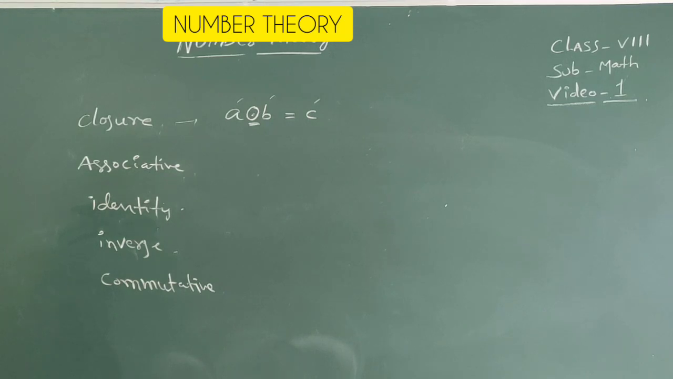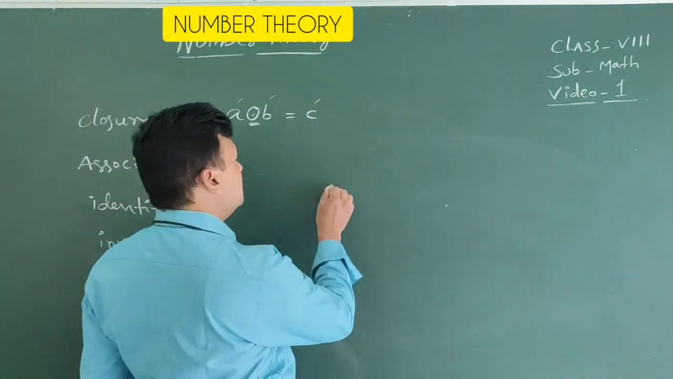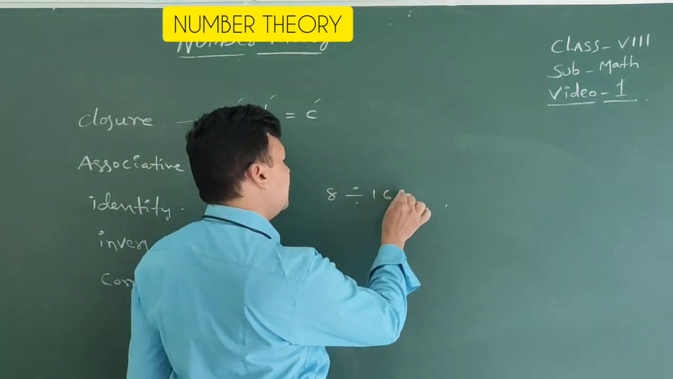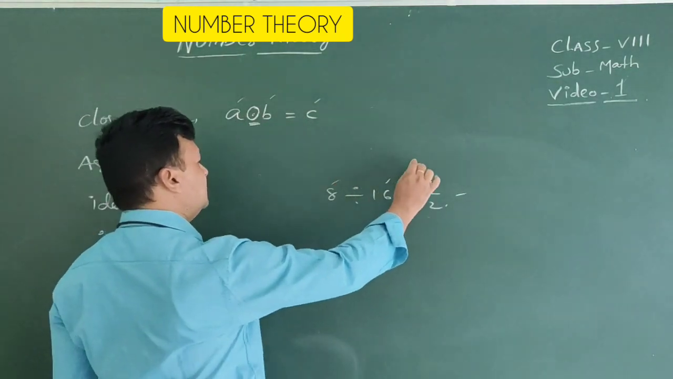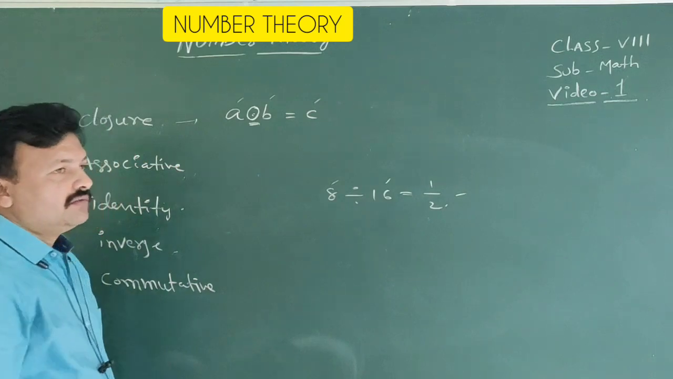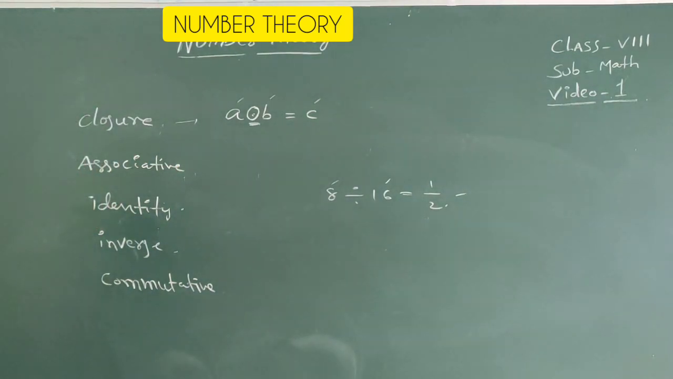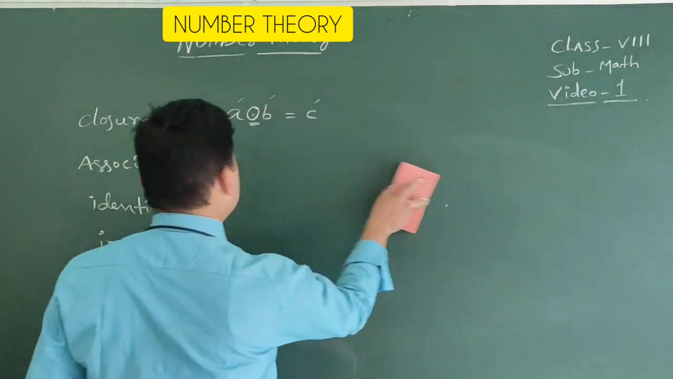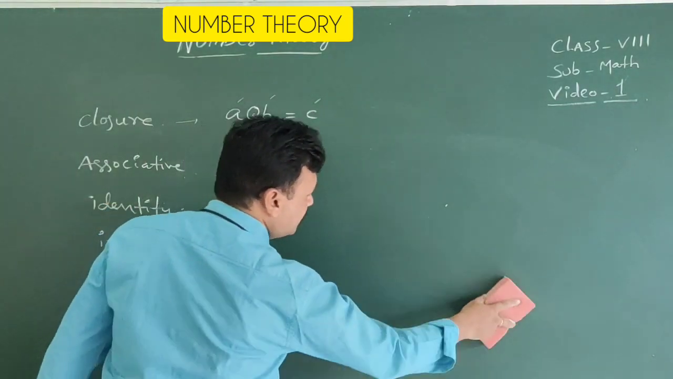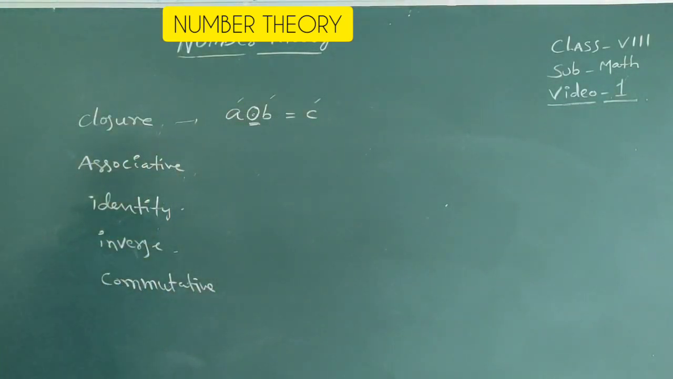Division. The quotient of two natural numbers is not always a natural number. Here 8 divided by 16, the quotient is 1 by 2. 8 is a natural number, 16 is a natural number, but the quotient 1 by 2 is not a natural number. That's why it doesn't hold. Likewise, for whole numbers, it satisfies with respect to addition and multiplication.